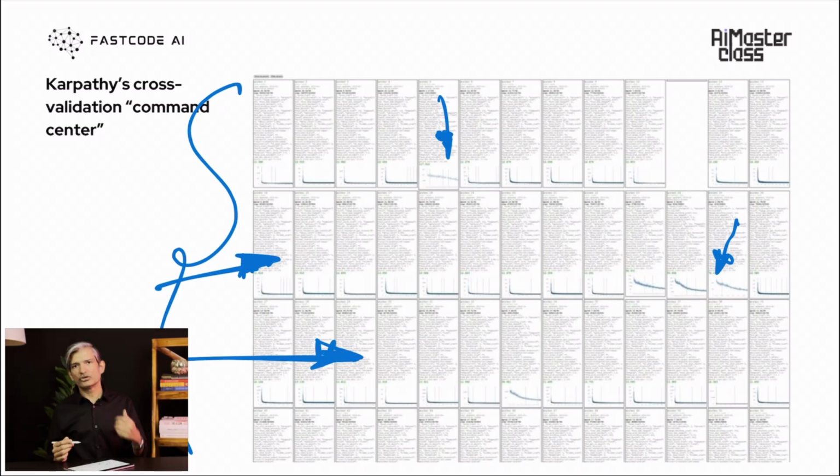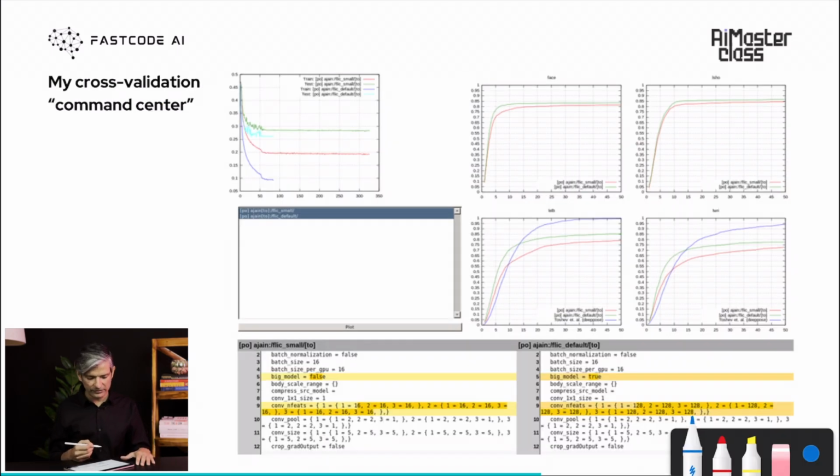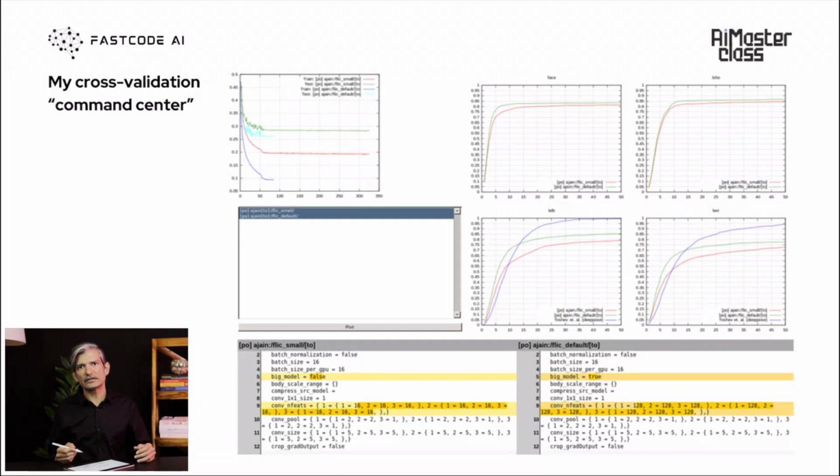Now you can use Weights and Biases, you can use TensorBoard. You don't really need to build this yourself. This was a long time ago, before these good things existed. This is my own command center from long ago, and it is interesting to see what we are seeing here. So we'll take 2 minutes to look at it.